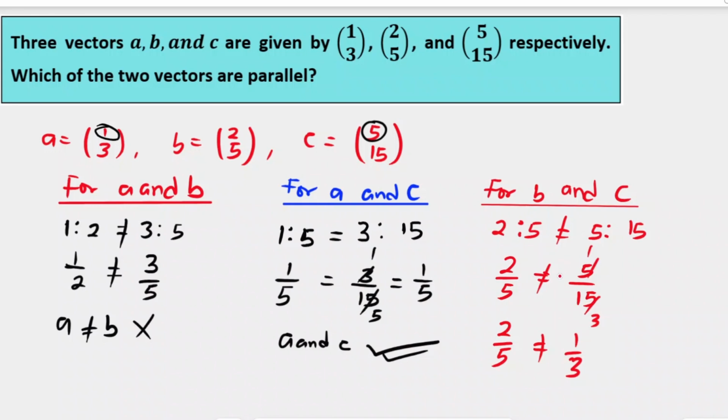This is very, very interesting. So we can conclude that the vectors a and c are parallel vectors.